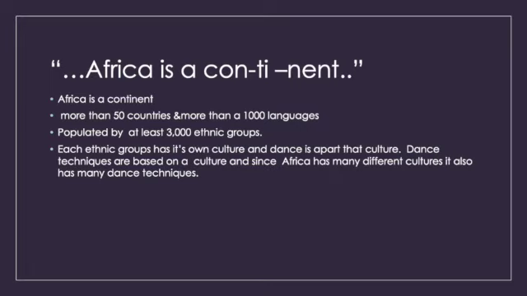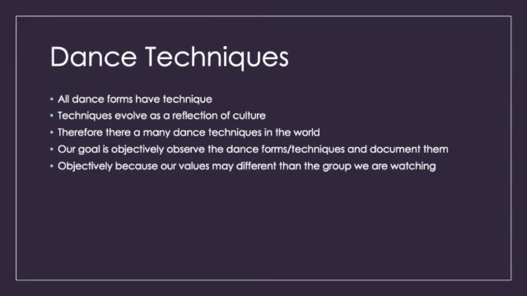So Africa is a continent, and as a continent, it contains more than 50 countries and more than 1,000 languages. It's populated by at least 3,000 ethnic groups. Each ethnic group contains its own culture, and as a result of that, each ethnic group contains its own dance forms. One of my mentors used to say there's no such thing as African dance because that would be such a vague term. You have to look at there being multiple different West African dance forms or African dance forms.